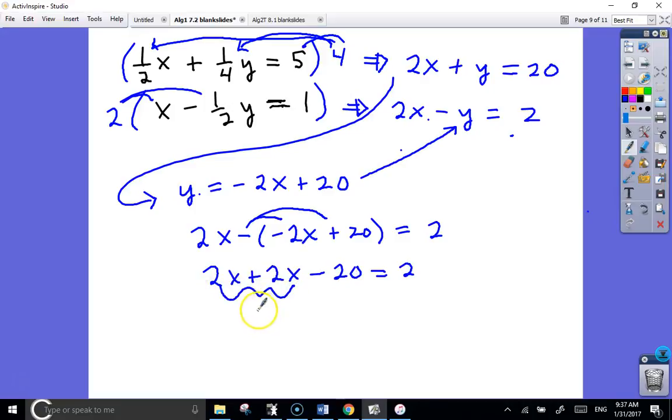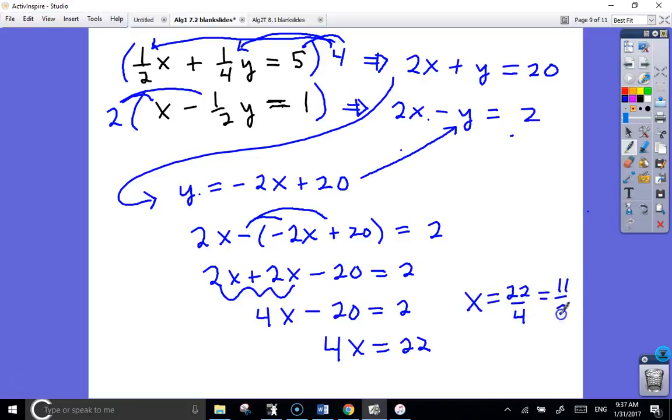Combine like terms, 4x. Add 20. Divide by 4. Eleven halves. Okay. Next, we're not done yet. That's just one of them. How do I find y? I put it in the place of y in the thing we solved for y in the first equation. That's the perfect place to go, right?